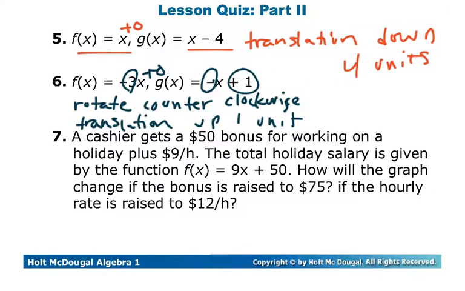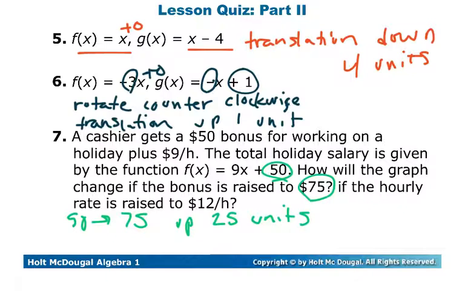Alright, so this last one here, a little word problem. A cashier gets a $50 bonus for working on a holiday plus $9 per hour. Alright, the total holiday salary is given by the function. So here's the 9 for 9 per hour and the 50 is the additional bonus. So that's what that is. How will the graph change if the bonus is raised to $75? So we would replace 50 with 75. So that first question means that if 50 becomes 75, it goes up 25 units.